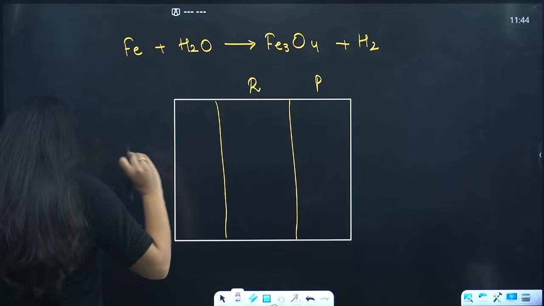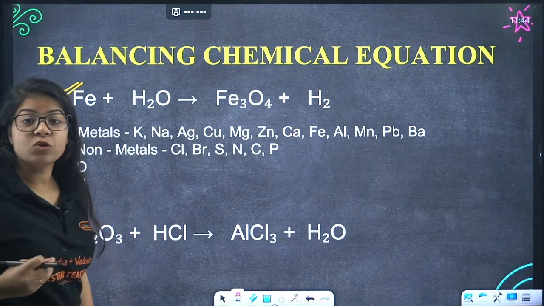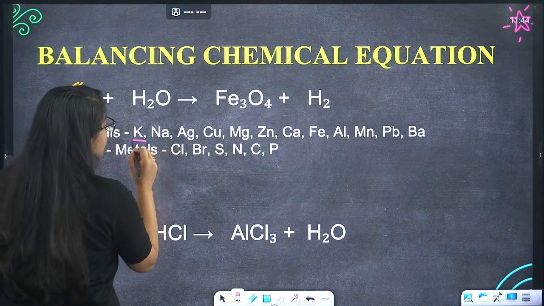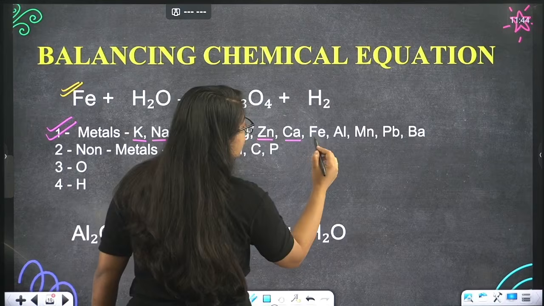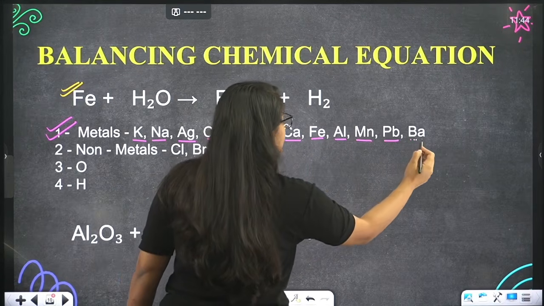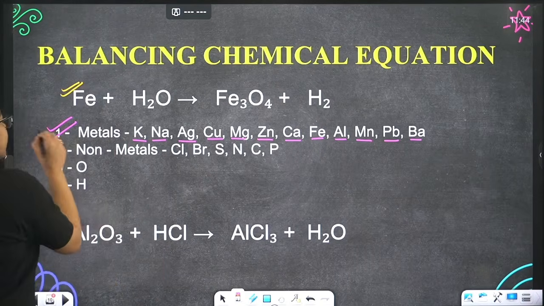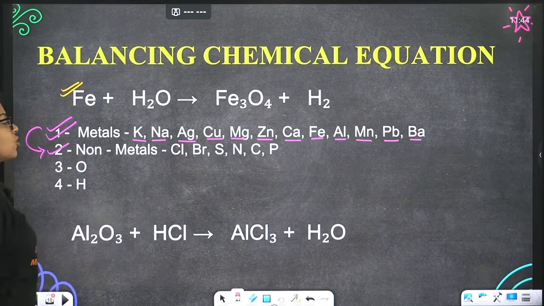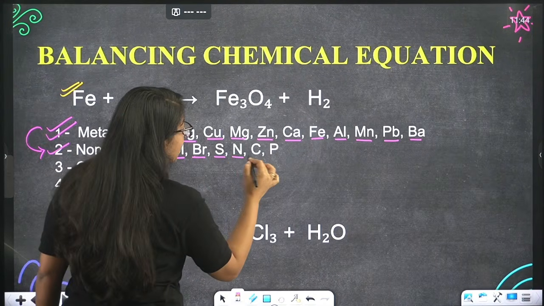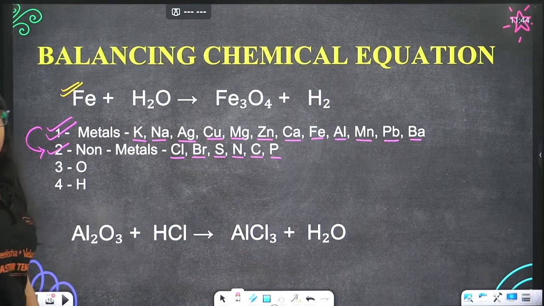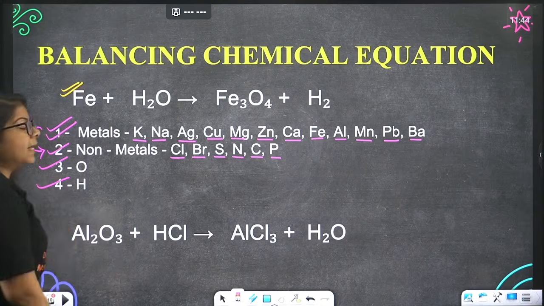So beta, on the very first part you have to balance metals. Okay, ma'am, what are those metals? Those metals are sodium, potassium, silver, copper, magnesium, zinc, calcium, iron, aluminium, manganese, lead and barium. Done. These are some of the metals. Then beta, on the second point you are going to balance non-metals. Those are chlorine, bromine, sulfur, nitrogen, carbon and phosphorus and a lot more we have. Then beta, we are going to balance oxygen and then hydrogen.